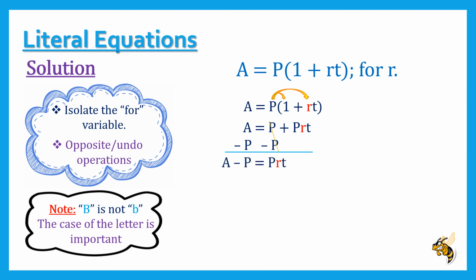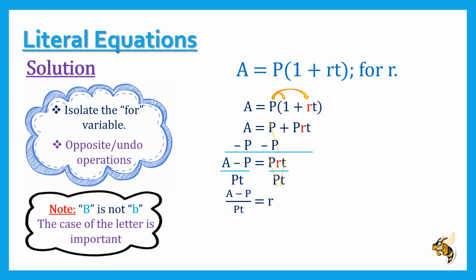So A minus P equals PRT. Now, the P and the R and the T are stuck together by multiplication. It's like a glue. So I need to remove all the variables that I don't need. I don't need the P and I don't need the T. And since it's multiplication, the opposite is division. So I'm going to divide by all the variables I don't need: P, T. That way the P cancels the P and the T cancels the T.